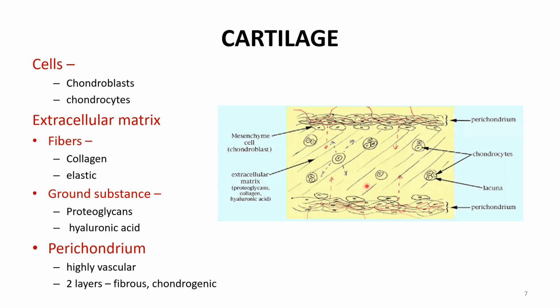The cartilage receives its nutrition by diffusion from the blood vessels or the vascular perichondrium. And then if you see the arrangement of the cells, you can see them in the lacunae in this picture.